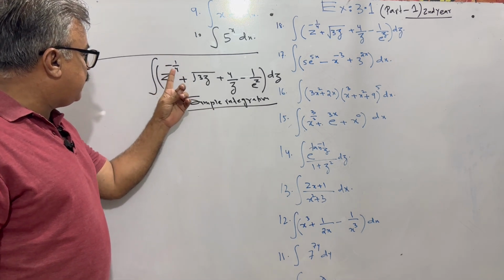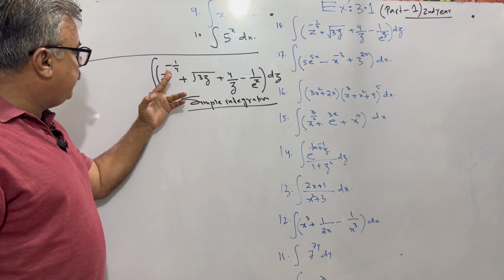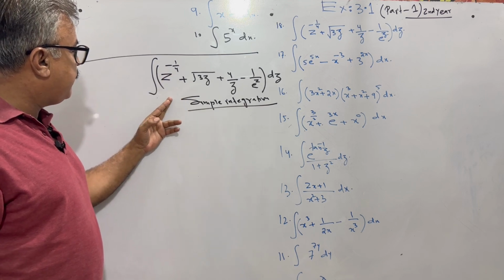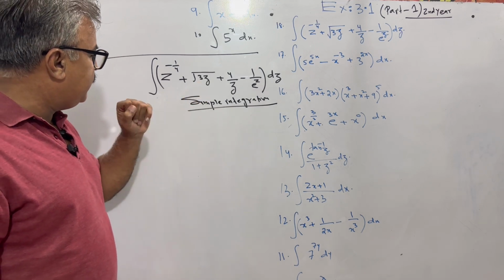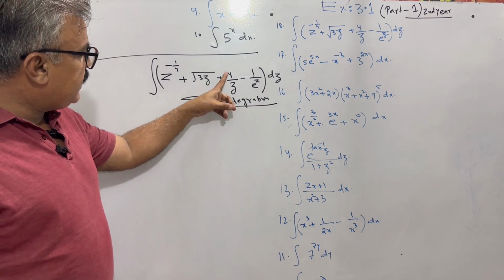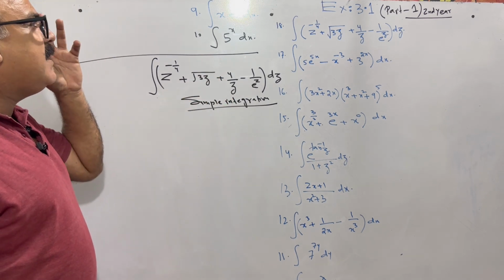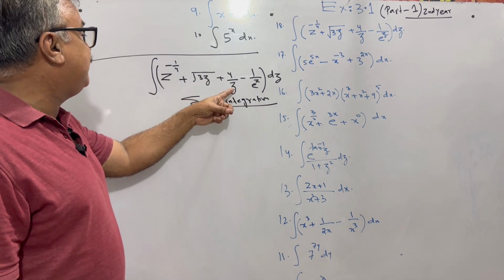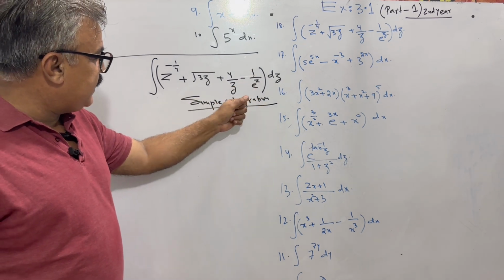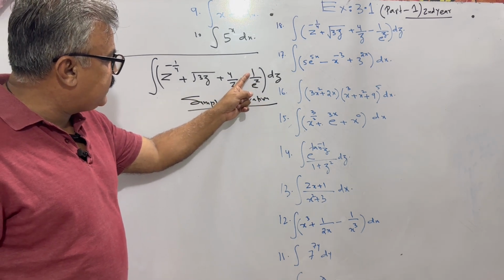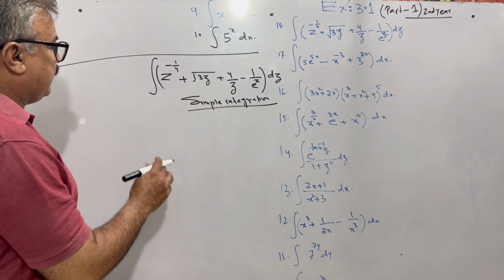Z raised minus 1 over 4 is a reverse process of differentiation. We add 1 and divide by the power. Here, z raised 1 over 2 is a simple one. Add 1 to the power, divide by the same. Here there is 4 over z, that is, 1 over z. 1 over z is the derivative of ln z, so its integration is ln z. 1 over e^z can be transformed as e raised minus z, and we are familiar with the derivative of e power minus z. Let's see how.